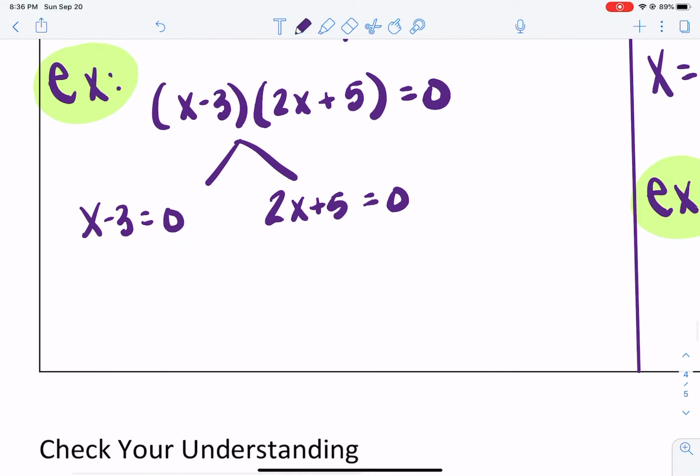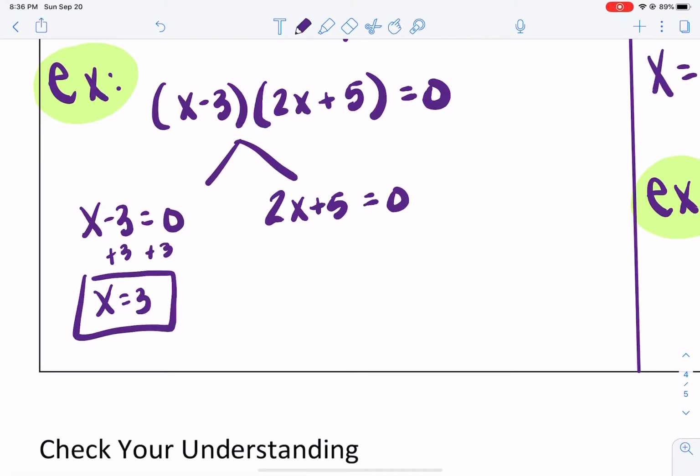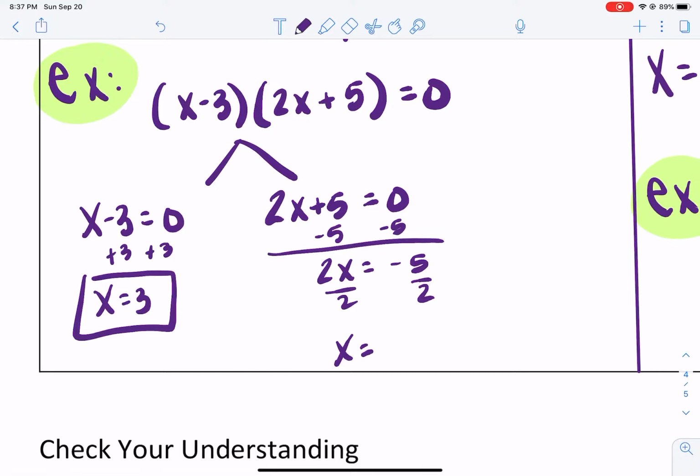So I'm going to add 3 to each side. So x is equal to 3. So that's one of my answers. Then I'll subtract 5 to start solving for x. So I have 2x is equal to negative 5, divide by 2. So negative 5 over 2, that could be an answer, or that is also as a decimal negative 2.5.